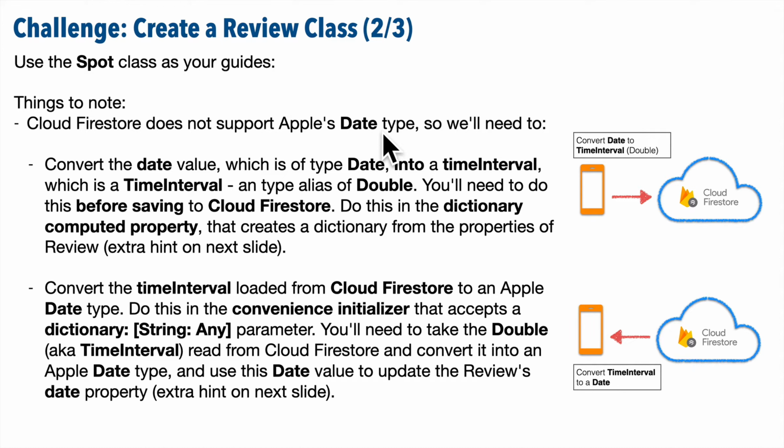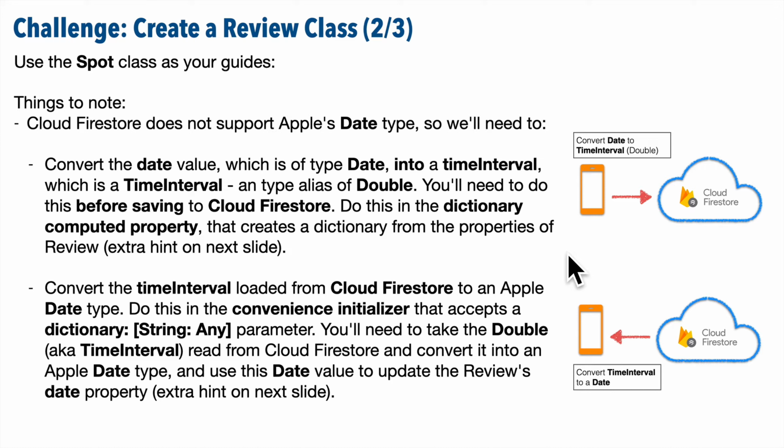So we're going to need to convert the date value, which is that Apple date type, into a time interval, which is Apple type time interval, but that's just a type alias for a double, and you can definitely save doubles into Cloud Firestore. Now, if you're still unsure how to do this, there's another hint coming on the next slide. But you'll want to do this before saving to Cloud Firestore. You're going to do this in the dictionary computed property that creates a dictionary from the properties in the review. So again, this is going from our review object out to Cloud Firestore. We're going to take the date and turn it into a time interval as part of turning our review into the dictionary that we're about to save to Cloud Firestore.